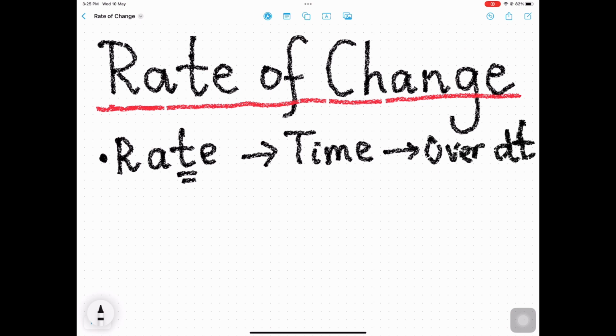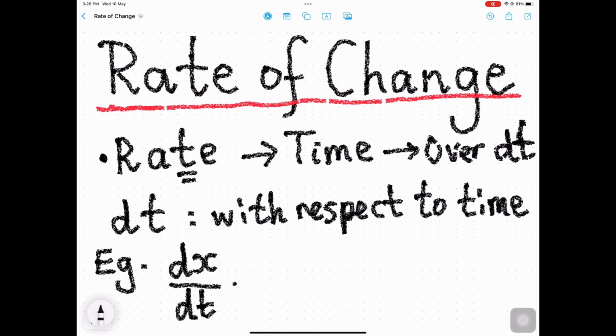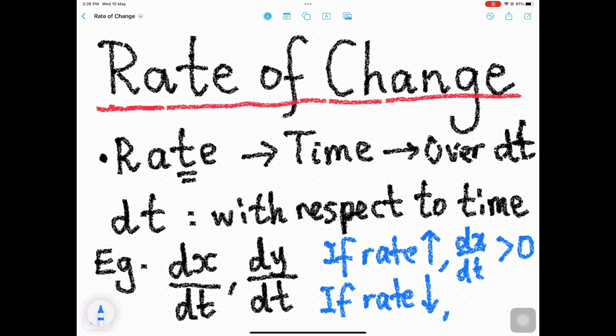So your equation must have over dt. Example, if you have the rate of change of x, you're going to say dx over dt. So dt must always be with respect to time. If you have the rate of change of y, you're going to write dy over dt, and so on and so forth. So if the rate is increasing, your dx over dt, for example, will be greater than 0, it's going to be positive. But if your rate is decreasing, the rate will be less than 0 or negative. So this is the basic concept of rate of change.